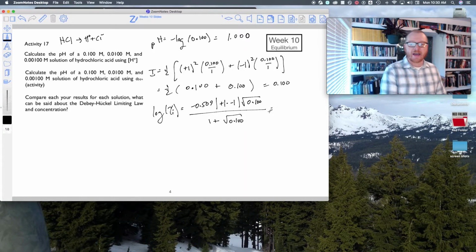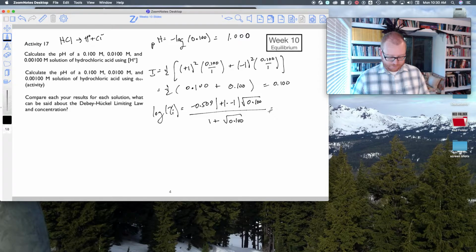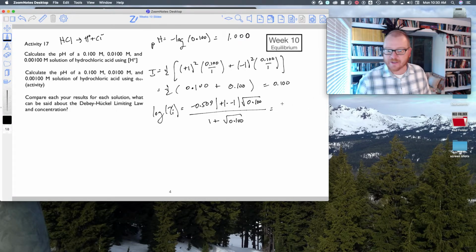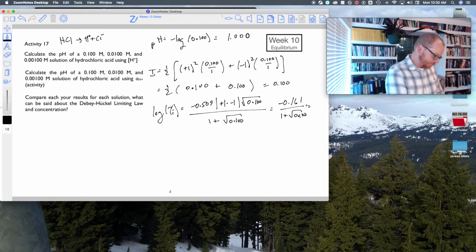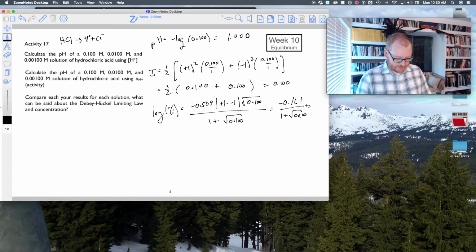And so let's do that. So that's going to be 0.1 square root times 0.509 negative, okay? And so I'm just going to collect this up so I get it all right. So the top half I get to be negative 0.161 with the 3 sig figs there in the decimal. Okay, divided by 1 plus the square root of 0.100. Okay. So let's see, 0.1 square root plus 1.